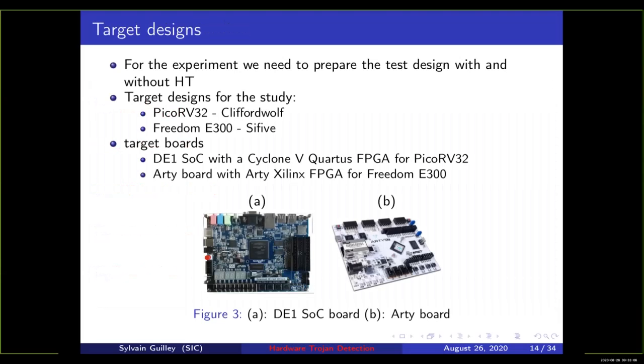Okay, so let's go. We have two boards. We will be implementing the Trojan into a PicoRV32 and a Freedom E300 from SiFive. The Trojan will be in the logic of FPGAs, and you can see the two platforms here. We wanted to use at least two different setups to prove that our methodology is not specific to a given hardware.